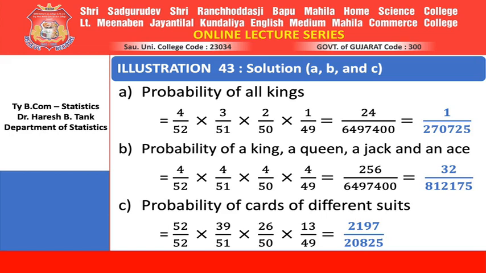One card is already selected. So now it is 51. So 39 upon 51 becomes the probability of the second type of suit. After selecting the second, again that suit is to be deducted. So the next level comes to 26 by 50. The next level comes to 13 by 49. Product of everything, which is 2,197 divided by 20,825. Right?